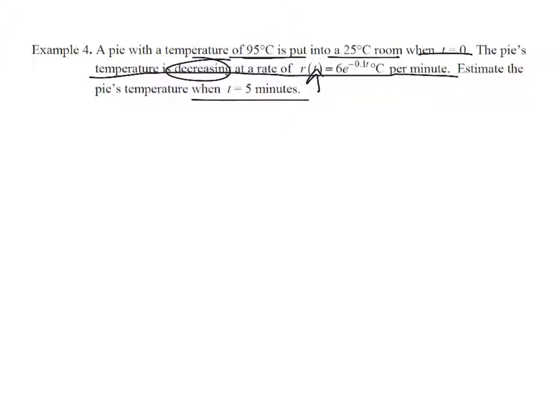And what's my initial condition? So they gave me, at f of 0, what's the pie's temperature? They actually tried to trick me on this one. It's 95 degrees because it's put into a 25 degree room, but the pie's temperature at time equals 0 is 95 degrees. Oh, that shouldn't be F, that should be R.